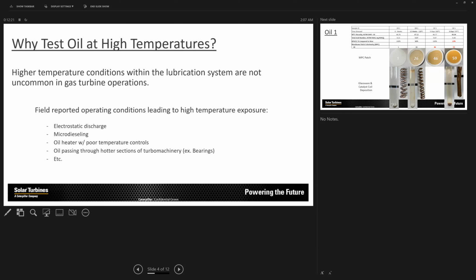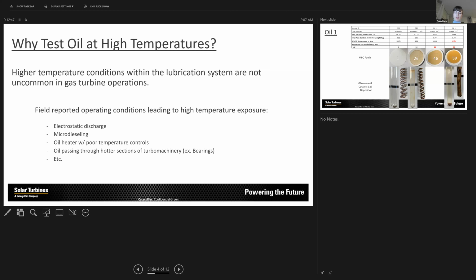Some of the higher temperature conditions are not that uncommon in lubricating systems of gas turbine operations. So we have seen events in the field where high temperature conditions are pretty common, such as in cases of electrostatic discharge, in cases of microdieseling, in cases where there's an oil heater present with poor temperature controls.